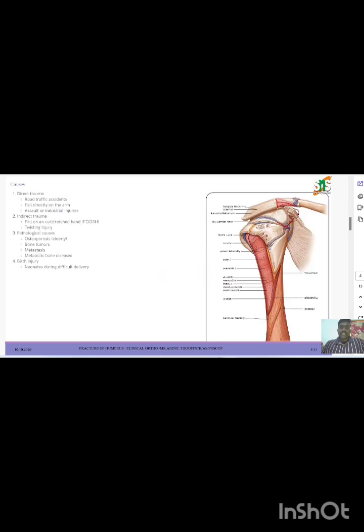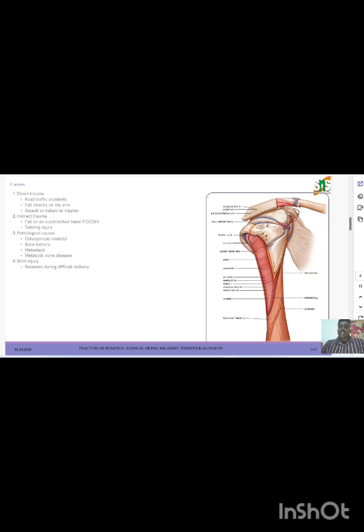So, coming to the causes, the causes of the humerus fracture can be broadly classified into four categories: direct trauma, indirect trauma, birth injuries, and pathological causes. So, direct trauma: road traffic accident, fall directly on the arm, assaults or industrial injuries. And indirect trauma: force injury, falls on an outstretched hand, twisting injuries.